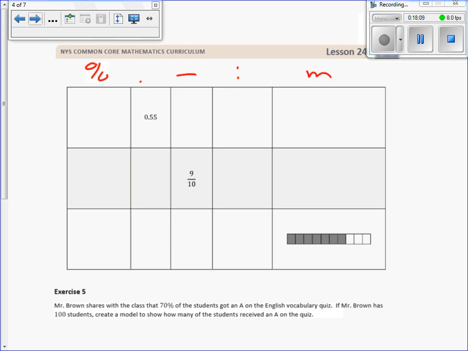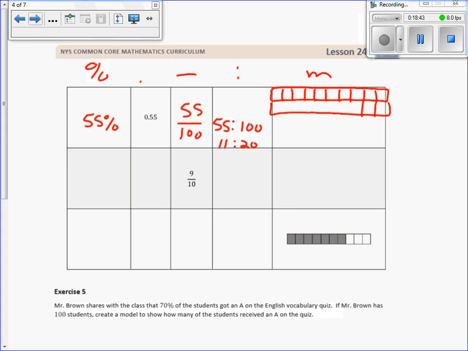So 0.55 is 55%. 0.55 is 55 out of 100. And it's 55 to 100. Alright? And then I'm going to simplify this. 5 will go into 55 11 times. 5 will go into 100 20 times. So I could do 2 rows of 10. 1, 2, 3, 4, 5, 6, 7, 8, 9, 10. Do another one. There's 20.